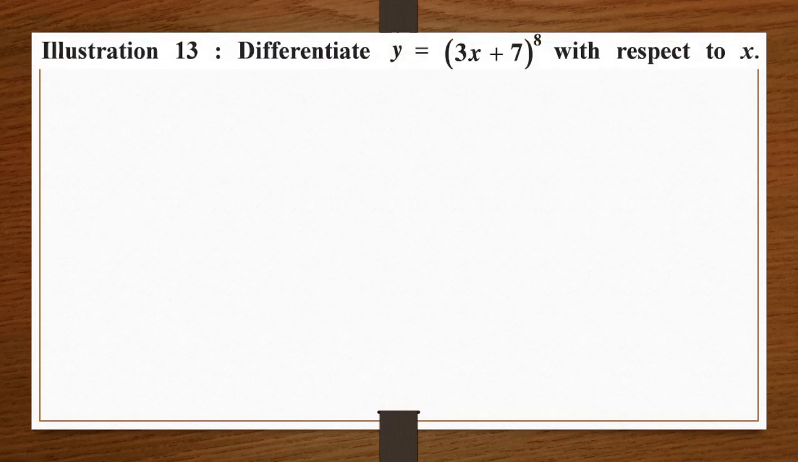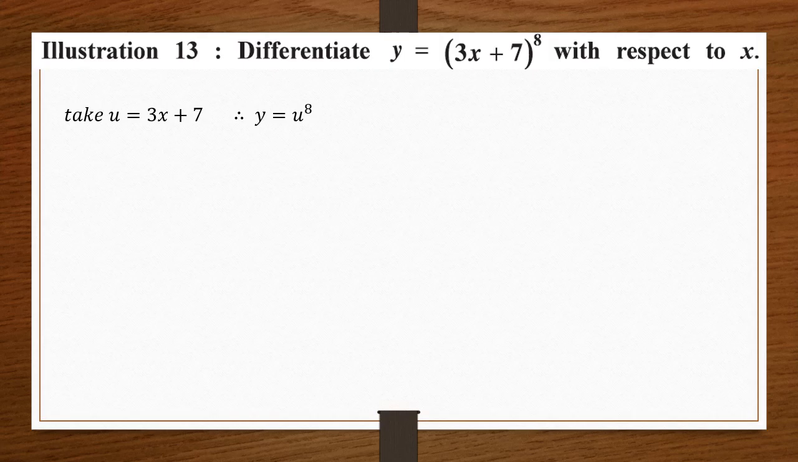Illustration 30, we have to differentiate y, that is 3x plus 7 whole raised to 8. Now if it is just 3x plus 7, we know how to differentiate. If it is just x raised to 8, again we know how to differentiate. But 3x plus 7 raised to 8 is something which we have not done yet. So what we are going to do, we are going to convert this 3x plus 7 into u. So that means u will be 3x plus 7, and when we replace 3x plus 7 with u, we get y is equal to u raised to 8.